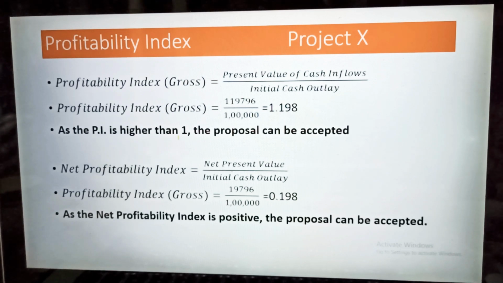So you can see here that for profitability index, there are two things, one profitability index and net profitability index, given over here. First I will talk about this profitability index, that is, under the gross it is written how to calculate. You have to find out first present value of cash inflows divided by initial cash outlay. So you can check here that present value of cash inflows I have written 1,19,796 rupees divided by 1 lakh.